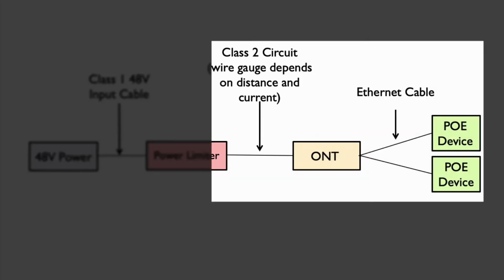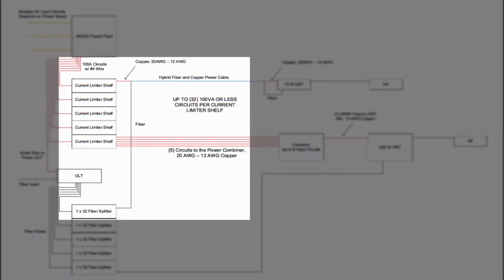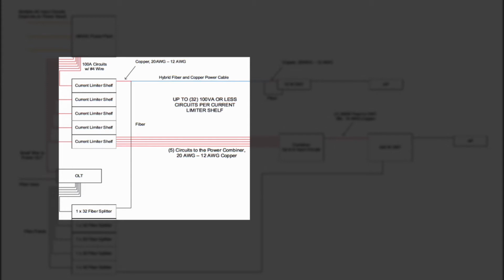These 100-watt circuits, along with the fiber, feed each optical network terminal. These ONTs, in turn, convert the fiber and power into power over Ethernet ports used to power any variety of loads like cameras, computers, and telephones. In this slide, you will see both the power network and the optical network. Note how the output of the optical splitters are combined with the DC power limited copper pair into a hybrid cable designed for this purpose.